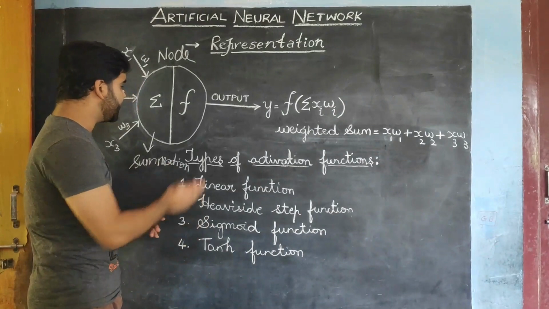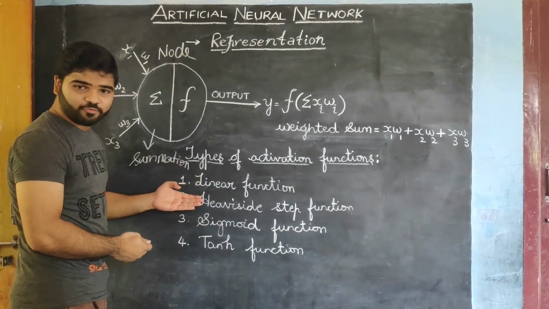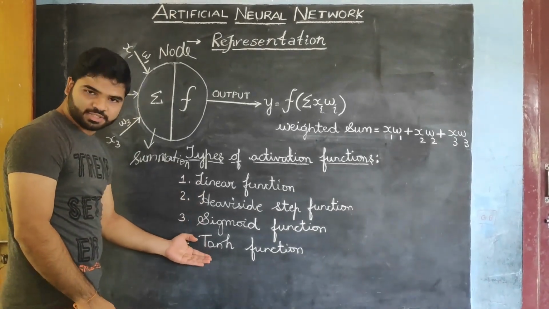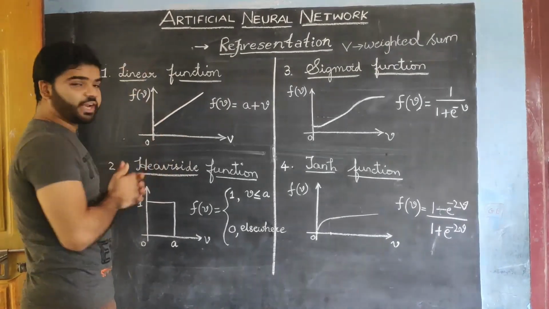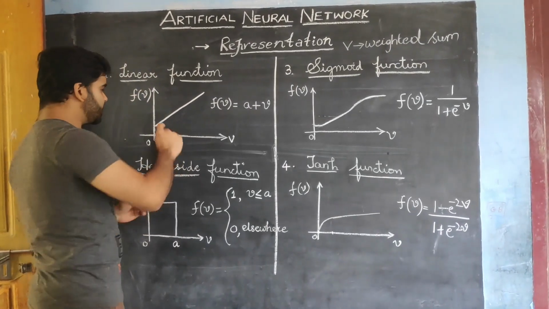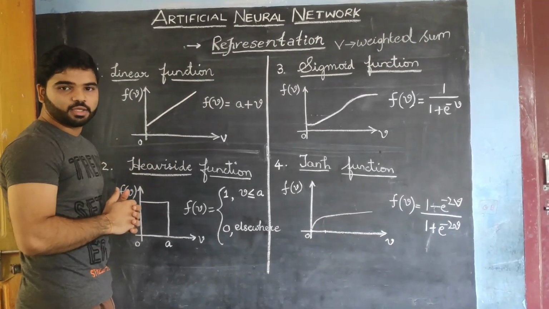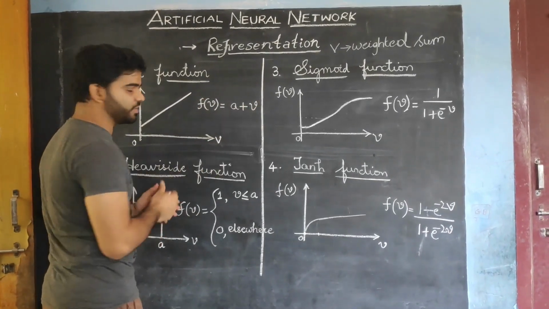Now, let us see the types of activation functions. First one is the linear function, then the Heaviside function, sigmoid function and tanh function. Now, let us see what is a linear activation function. In this, the model that is produced will be in the form of a straight line. So, the output will be f of v equals a plus v.